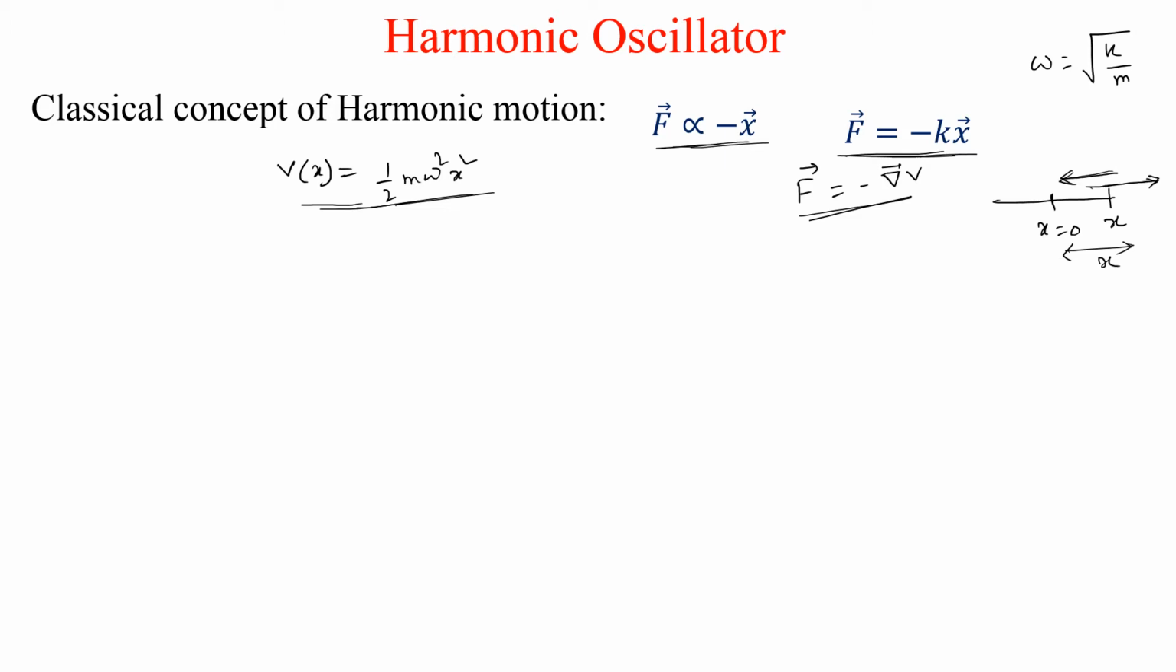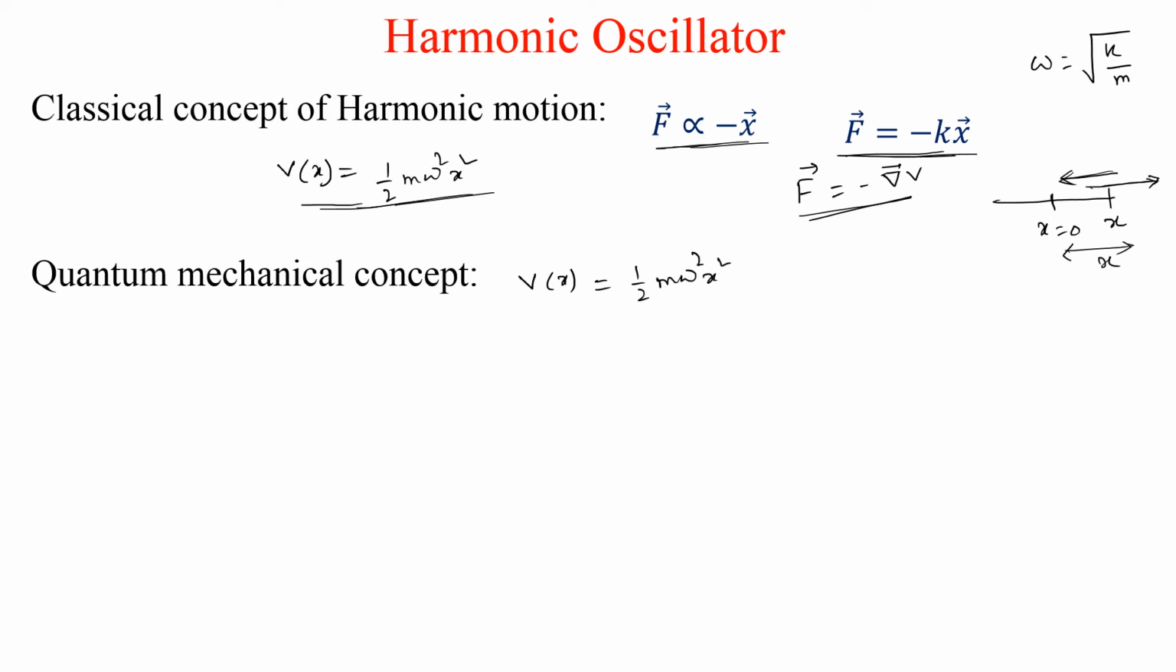So what happens for a quantum particle? That means if the particle is very tiny, what happens for it? Actually, in quantum mechanics also, the particle experiences the potential V(x) equals half m omega square x square. So if we consider the quantum particle, that means tiny particles, we have to write down the Schrodinger's equation first and then try to solve this equation.